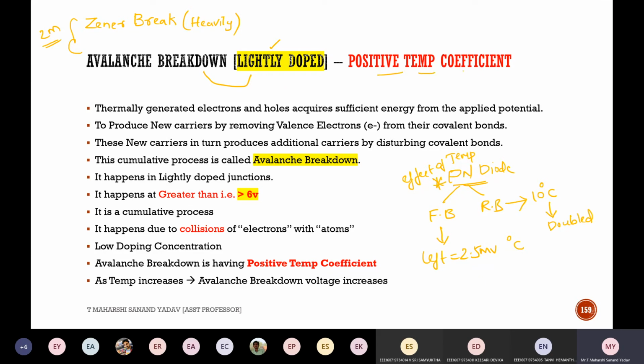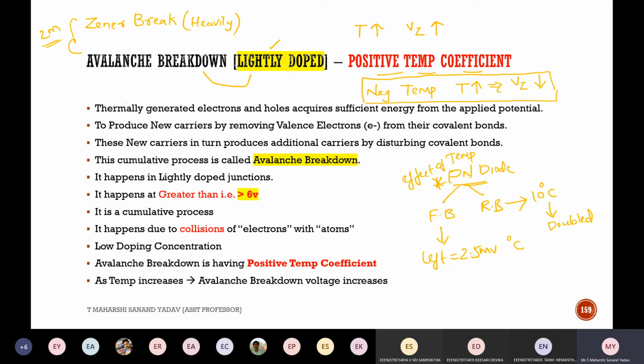So what is positive temperature coefficient? It means if temperature is increased, Zener voltage will increase. If it is negative temperature coefficient, it means if temperature increases, Zener VZ will decrease. So please make a note of this point. They may ask what is meant by positive temperature coefficient and what is meant by negative temperature coefficient. Here, avalanche breakdown occurs in lightly doped diodes and it is nothing but positive temperature coefficient.